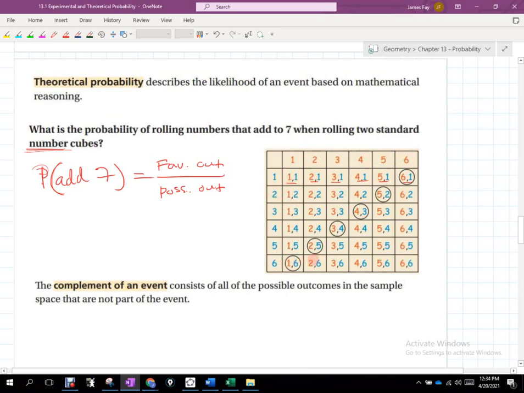So we have a sample space of how many possible different outcomes are there here. Yeah, there's 36 different outcomes. How many of those outcomes add to 7? 6 of them add to 7, right? 6 out of 36 reduces to 1/6. So when I roll 2 dice, there is a 1/6 chance that I am going to get a 7. Does that make sense? Okay.